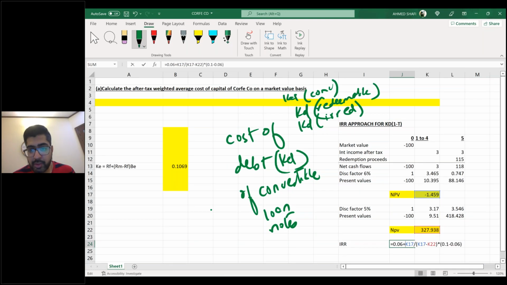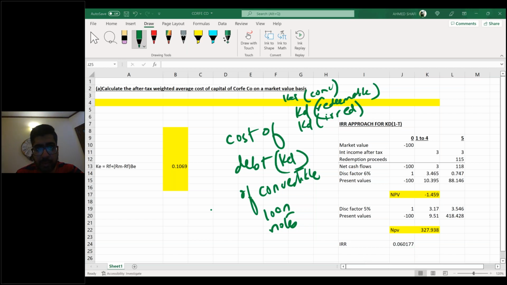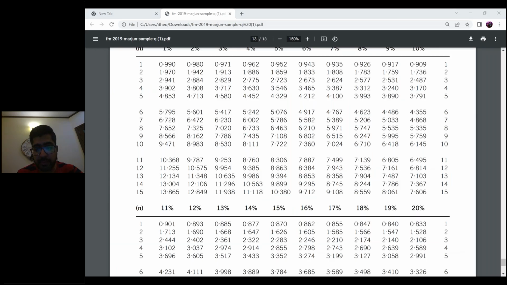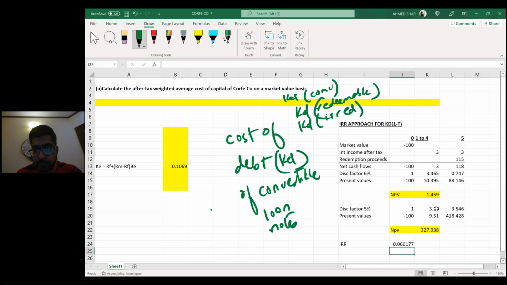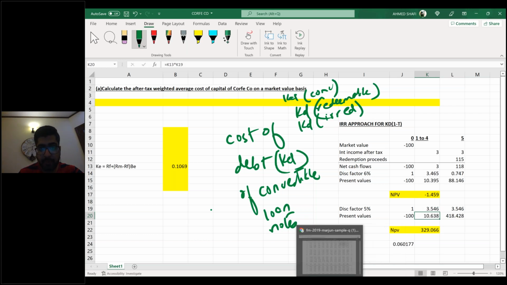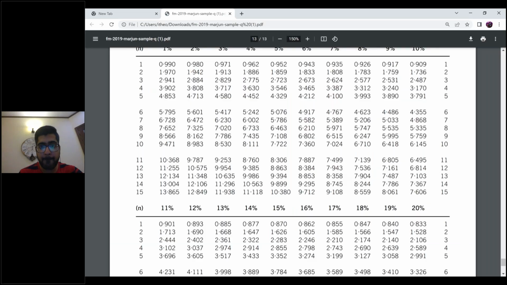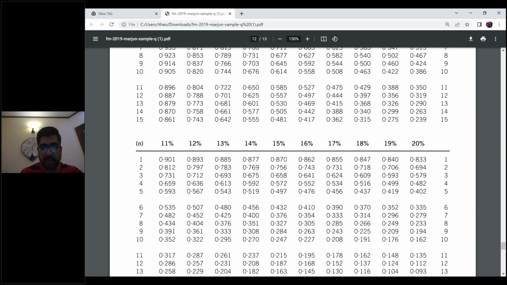Apply the formula. Small a is the rate of positive NPV. So the rate of positive NPV is... there has been a small mistake, I think. So 5% for year 1 to 4, the factor is 3.546. And 5% for year 5 should be from the present value table, 0.784.